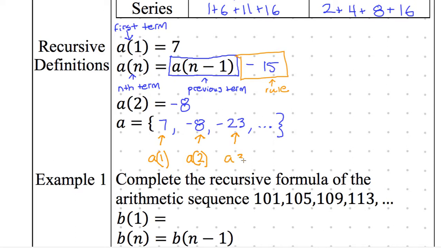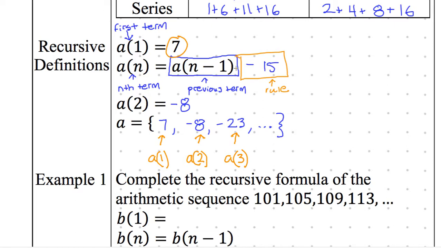A of 3, and that is our rule. I'm just kidding. Third term. Exactly. Cool. So we have our whole list, and for our list we needed a starting value and then a rule to get to all the rest of the ones.